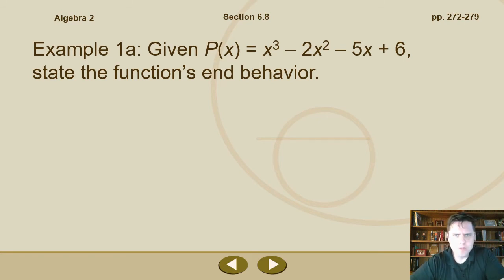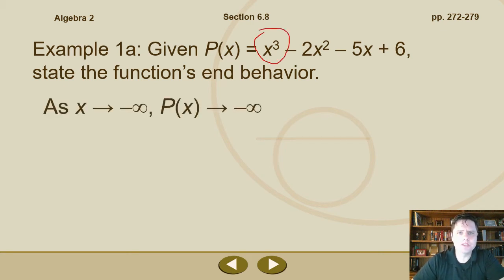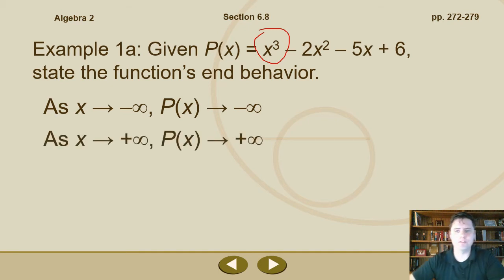So given the polynomial x cubed minus 2x squared minus 5x plus 6, state the function's end behavior. Well, since the leading term is positive, as x gets more and more negative, just imagine negative 1 million, and then cubing that, it'd be a hugely negative value. And so that's going to approach negative infinity. But if we put in a large positive number, like positive 1 million, and we cube that, that's going to be a very, very large positive value. So it's going to approach positive infinity as x gets bigger and bigger.